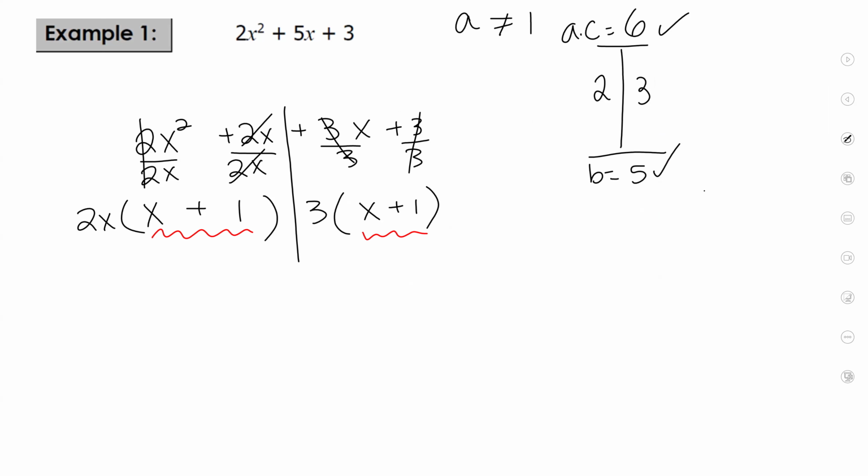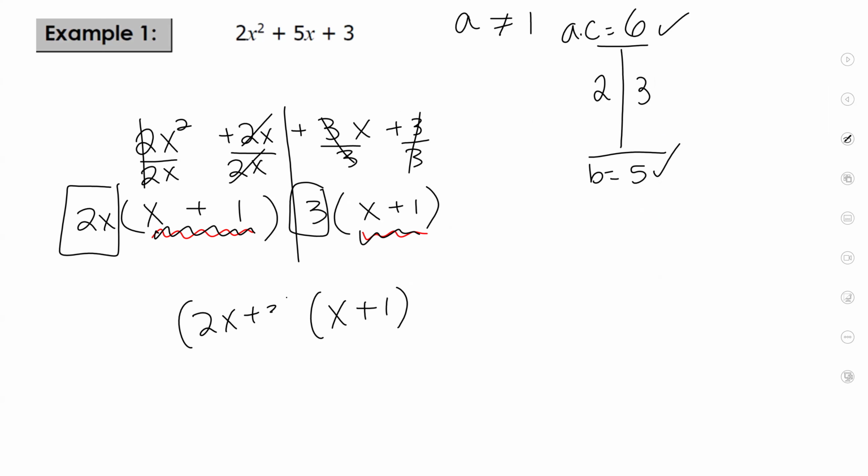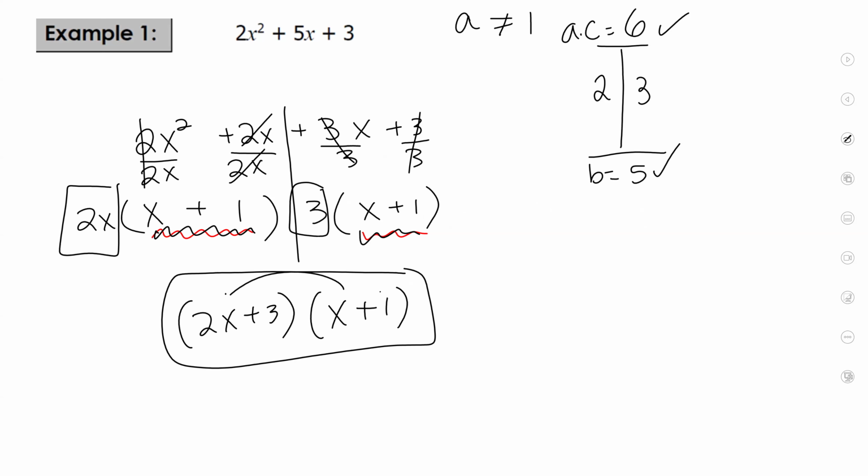So what matches, the x plus 1s, will go in one parentheses, and what is on the outside will go in its own parentheses. So these are your factors. How can you check? Distribute, so you can multiply it back out and you'll get this.